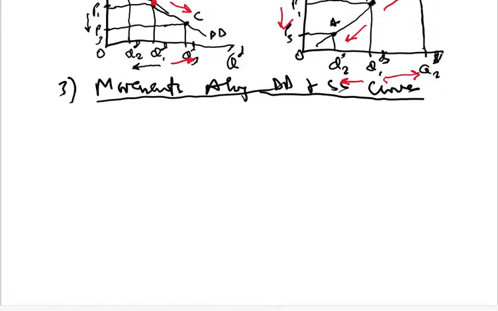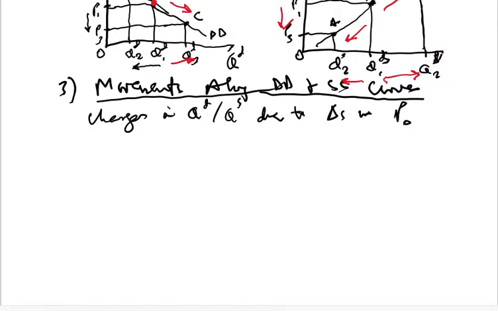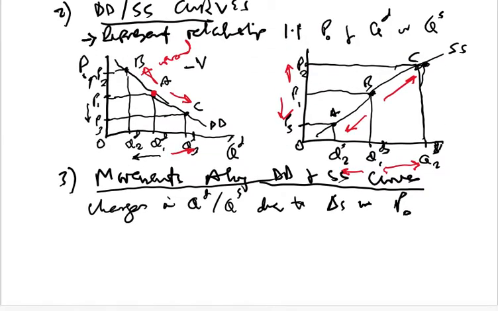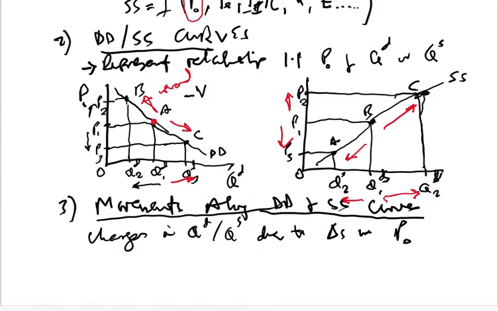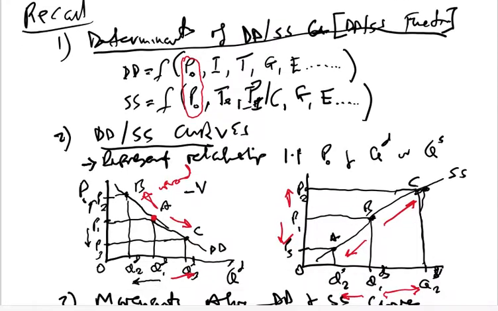So you can as well say that these movements are changes in quantity demanded or quantity supplied due to changes in price. Okay, that's what we have just demonstrated here. So you can have an upward movement or a downward movement, and you can interpret them as I showed you here. Now, this is what I wanted you to recall.